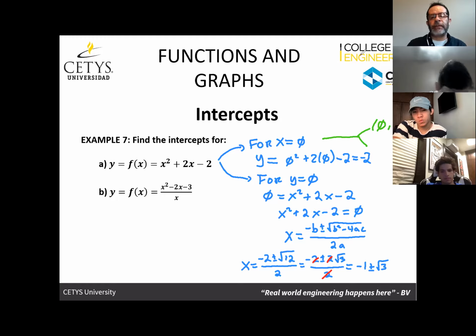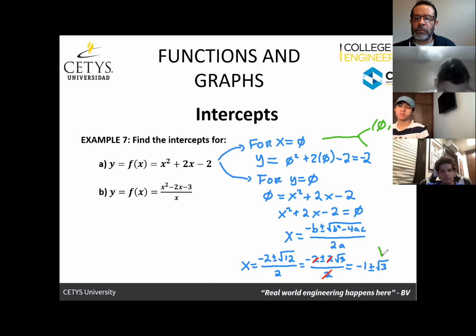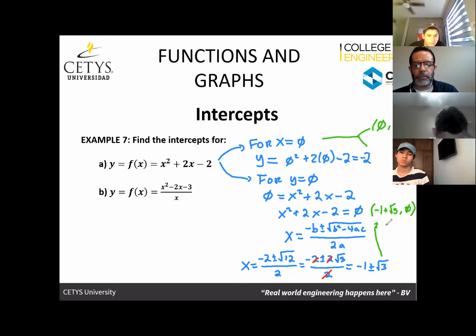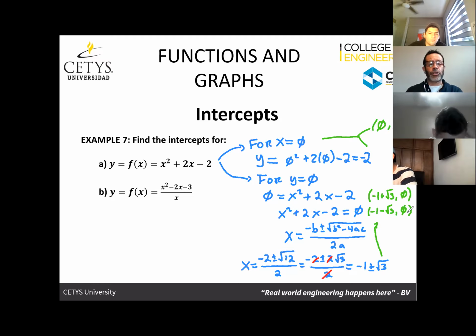So this would mean that the intercepts are going to be at -1 plus square root of 3 comma 0, and -1 minus square root of 3 comma 0. That's the way we find the intercepts.